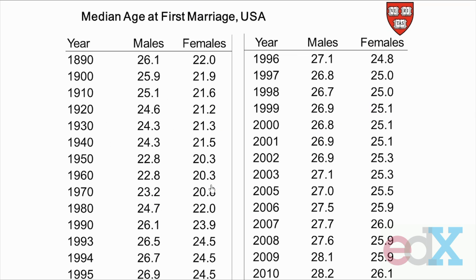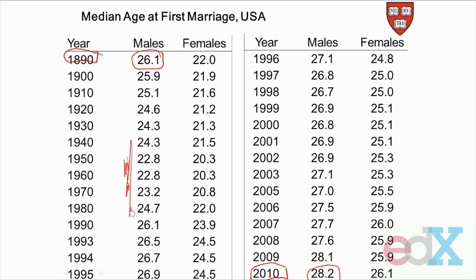Well, here is an example. Here's the median age at first marriage in the USA between 1890 and 2010. So roughly the last 120 years. And we see that in 1890, the median age at first marriage for males was about 26. And now as of late, in this decade, it's gotten above 26. It went down in the middle of the century. It was down in the low 20s, but now it's picked up again.